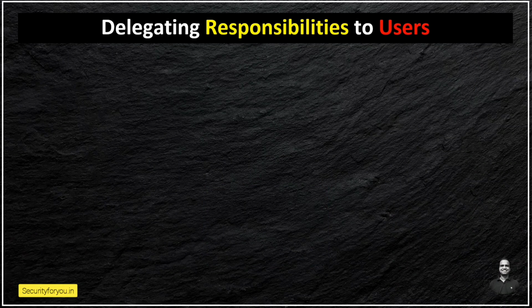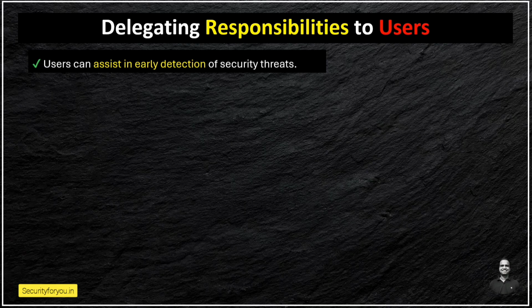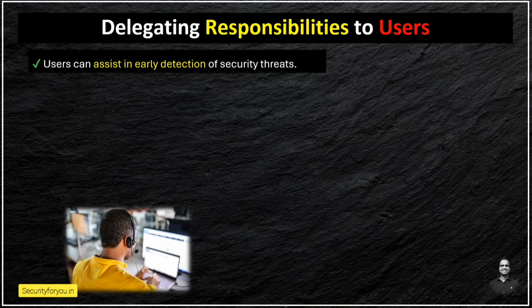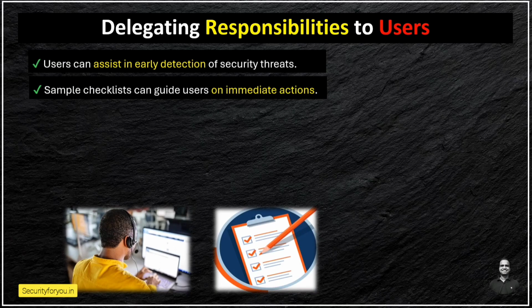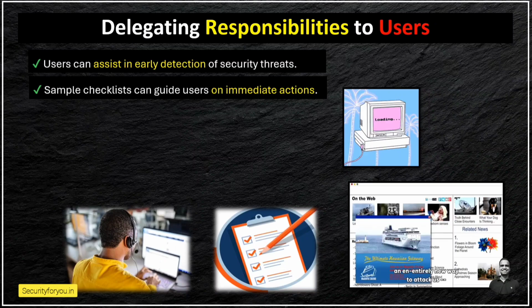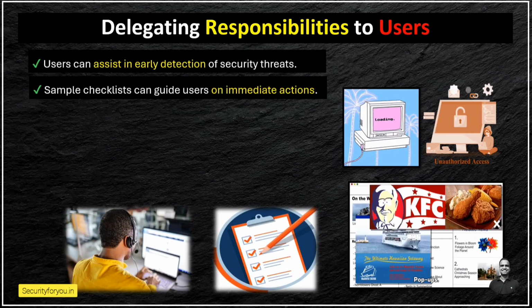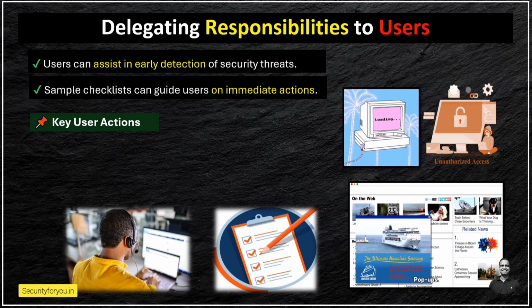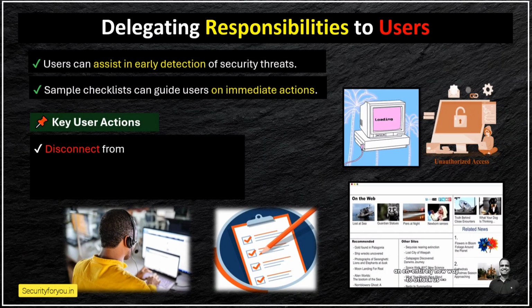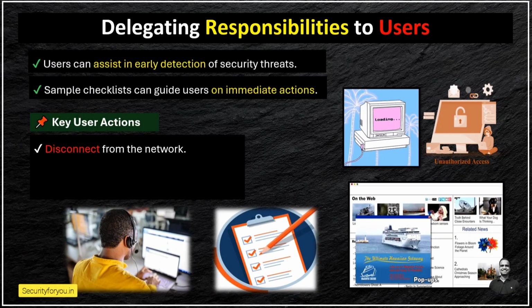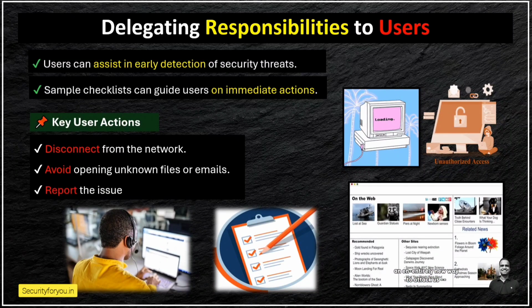In some organizations, users play a key role in the initial response to security incidents. For example, a simple incident response checklist can be provided to users or placed near workstations, guiding users on what to do if they suspect any unusual behavior like system slowdowns, unexpected pop-ups, or unauthorized access, so that users can take immediate action, which may include disconnecting from the network to prevent further spread, avoiding opening unknown files or emails that may worsen the attack, and reporting the issue to IT or the help desk for further investigation.